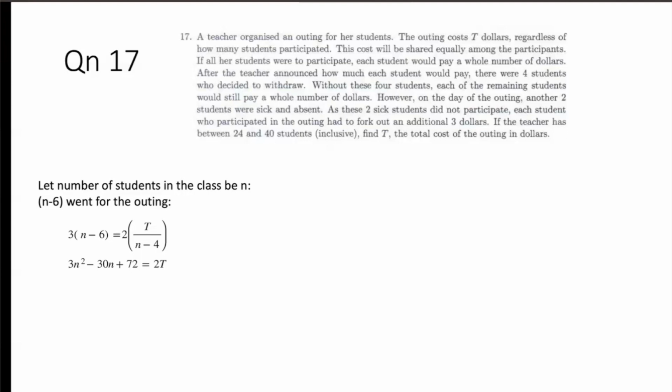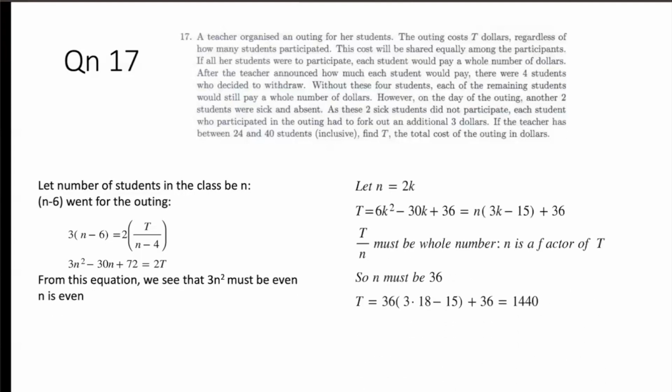From this equation, we see that 3n squared must be even since everything else in the equation is even. Therefore, we let n equal 2k, where k is an integer. Subbing this into our original equation, we get t equals 6k squared minus 30k plus 36.